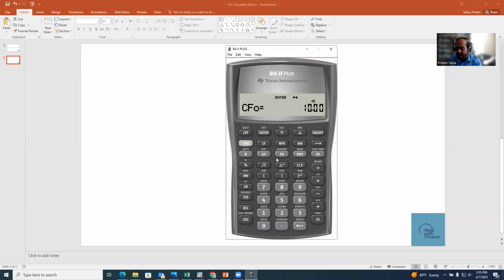NPV. In finance, we call it net present value. So if we need to calculate the net present value, we have to hit compute, then hit NPV. So this means net present value. IRR, internal rate of return. If we have to calculate IRR, we have to hit CPT, then IRR.